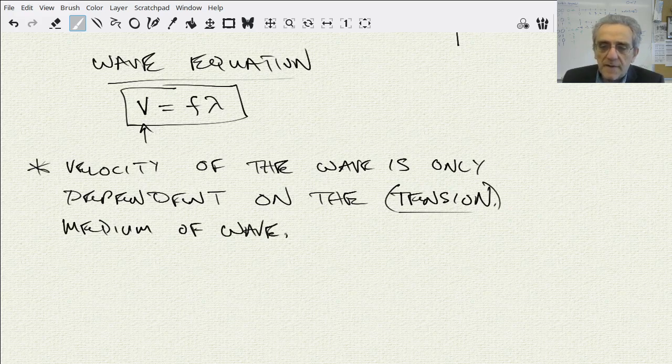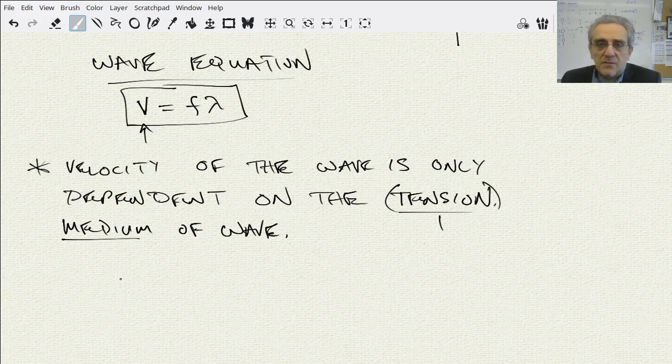Because we may not just have a string. It could be water waves. It could be sound waves. So in those particular cases, we can't say tension. But really, this tension is only for the special case of a string or a cable. But the more general answer is that the velocity of the wave is only dependent on the medium of the wave. And the medium is what the wave is traveling through.